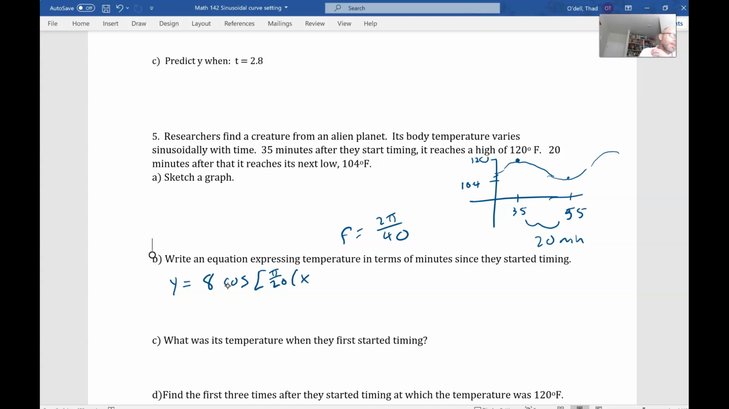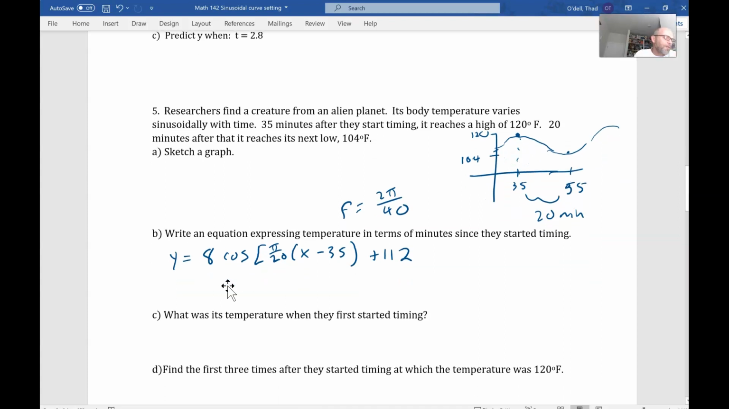times x. I do need a phase shift here because the maximum, the first maximum that I know of, there's actually probably one before this, but the first maximum I know of is at 35, so I'm going to just make it easy on myself, just go minus 35. And then I just got to find the new middle, so 104 plus 8 would be plus 112. Okay, so I write an equation expressing temperature in terms of minutes since they started timing. So that would be the equation that represents that graph.